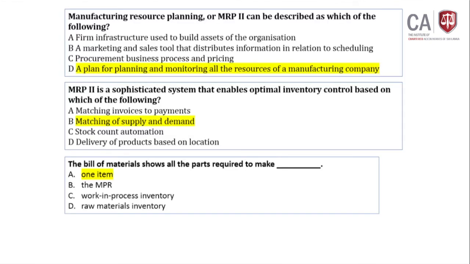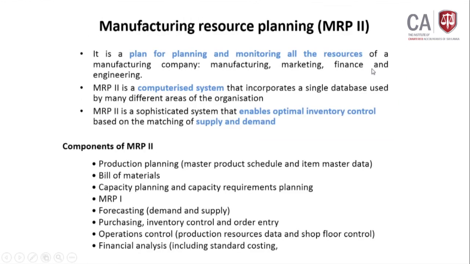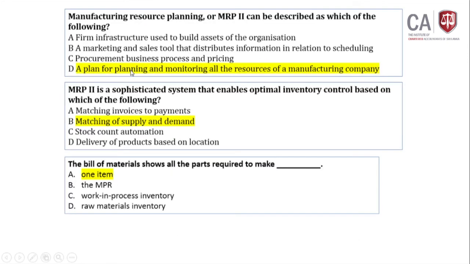Manufacturing resource planning. As one question we'll be asking, manufacturing resource planning or MRP 2 can be described as which of the following? A plan for planning and monitoring all the resources of a manufacturing company. So, MRP 2 does what? Planning resources in a manufacturing environment. When the word MRP 2 appears, you can directly memorize the words manufacturing resource planning, not material requirement planning, right? Material requirement planning is MRP 1, manufacturing resource planning is MRP 2.